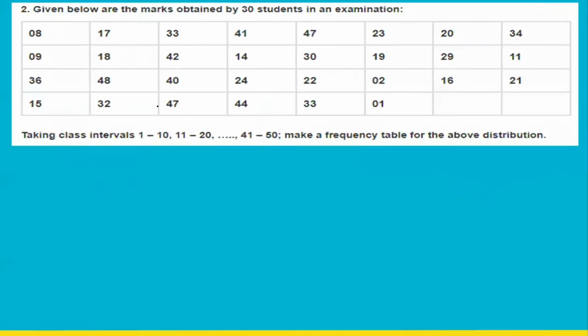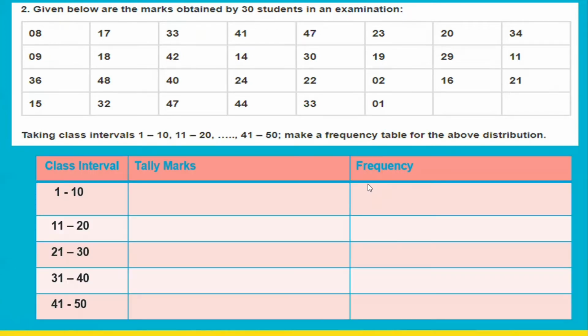Next question: given below are the marks obtained by 30 students in an examination. We make a table with the class intervals 1 to 10, 11 to 20, up to 40. When we are making tally marks, it becomes easy. So we cancel this 8, and 8 lies between 1 and 10, we make one tally here. 17 lies between 11 and 20, one tally here. 33 will go under this group. 41 goes in this group. Now these are called inclusive class intervals, where the upper limit and lower limit both are included in the same class.